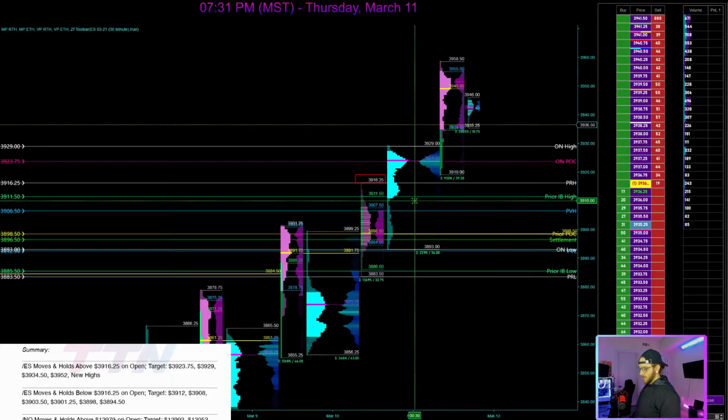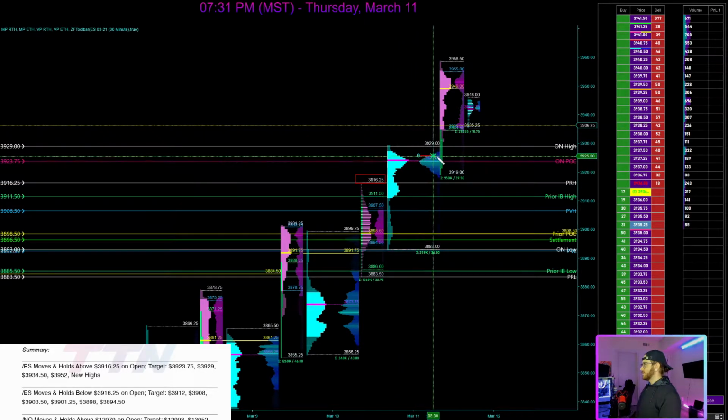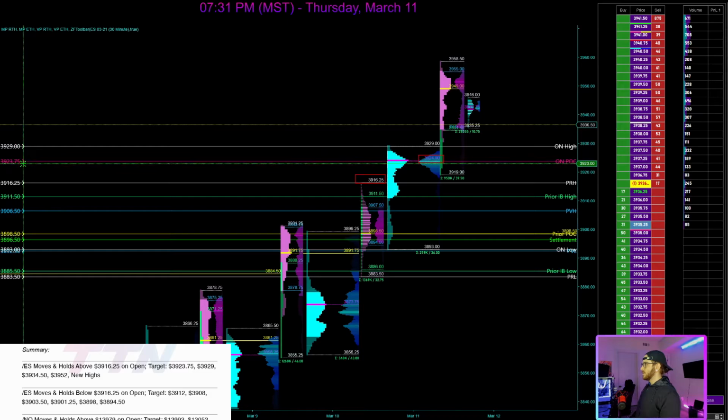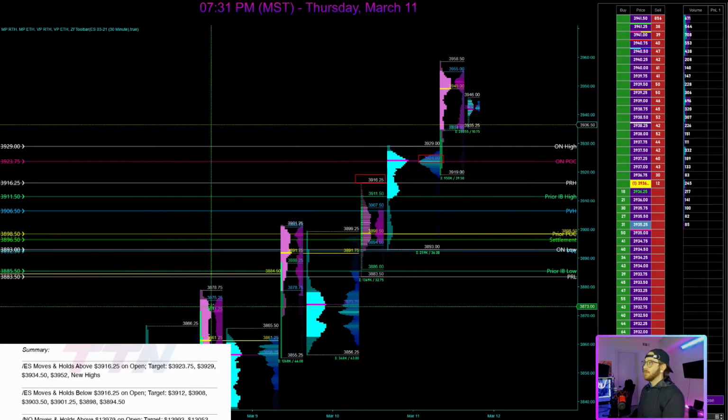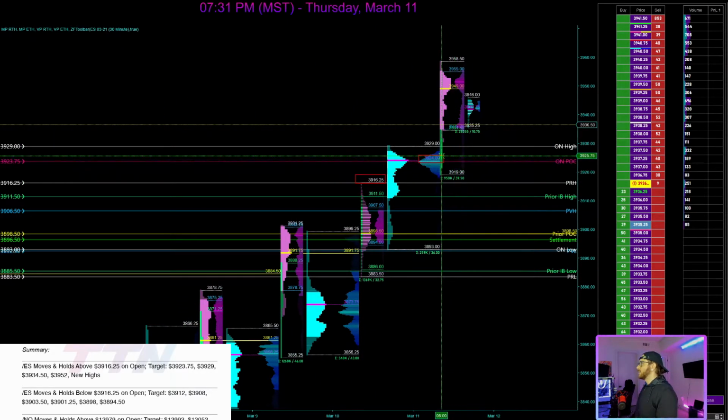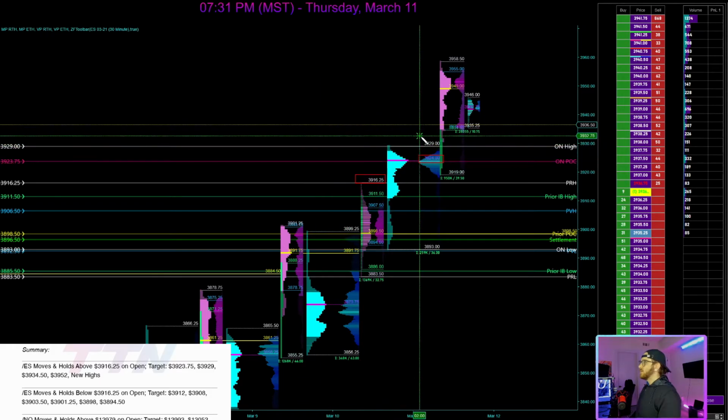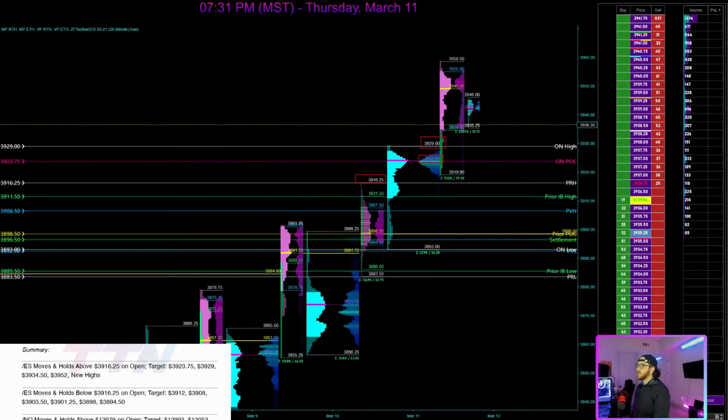39.2375. Again, changed the ticks per level a little bit, but that was the overnight point of control. You can see I've got that marked right there. So that was upside target number 1, hit in the initial balance right on open. Second upside target was the overnight high at 39.29.